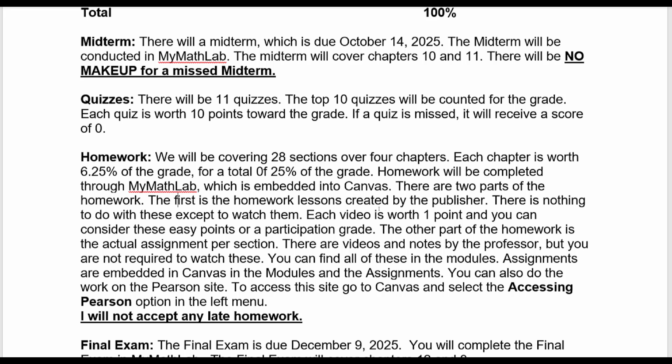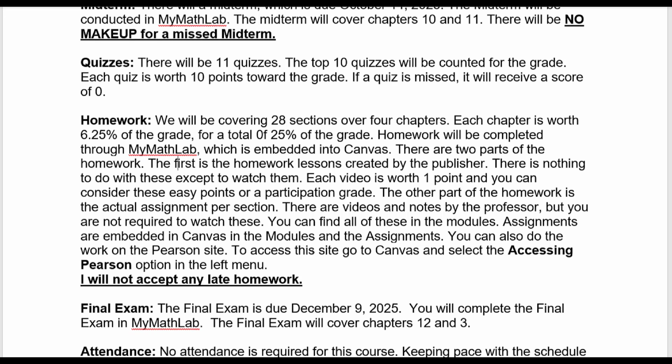And completing that part of that assignment, so there's a lesson assignment, then there's a homework assignment. Completing the lesson is required to do the homework. So they're prerequisites. Okay, to access the site, go to Canvas and select Accessing Pearson. So you can go to the Pearson site itself, or you can go to the stuff that's in Canvas itself too. So there's two ways to do it.